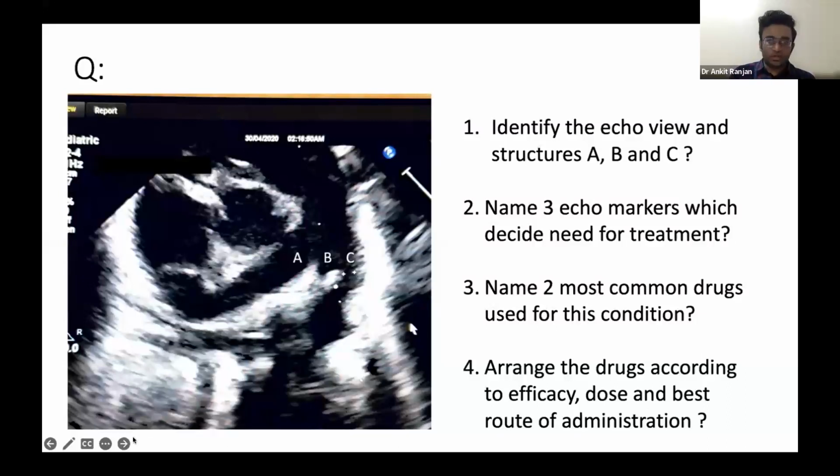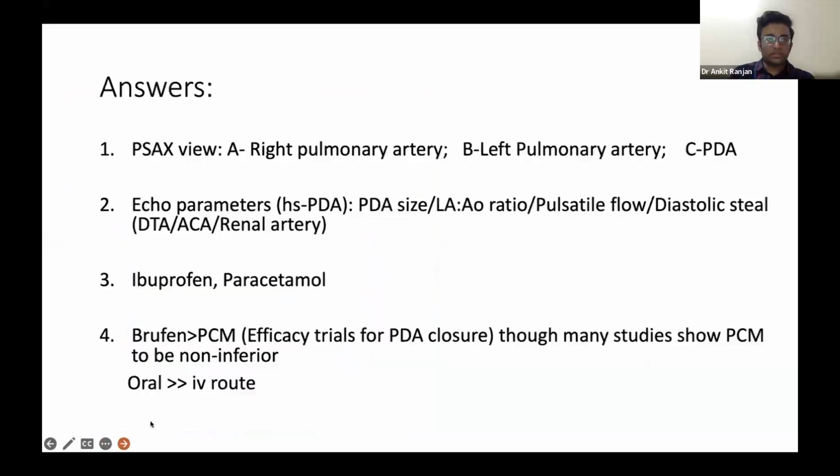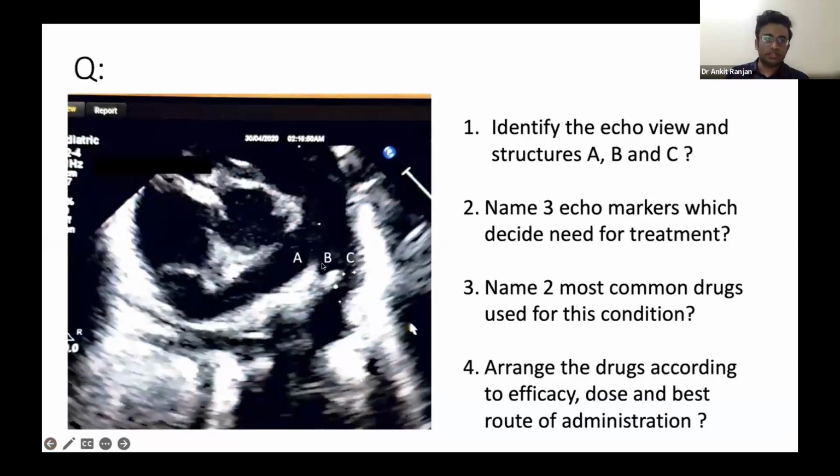So many of you have got the echo view correct. It's a PSAX view, or the parasternal short axis view, with RPA, LPA, and PDA. So this is the RPA, this is the left pulmonary artery, and this is the PDA. And if you put the color Doppler, you can see what is called the tripod sign because all the 3 structures lie side by side.